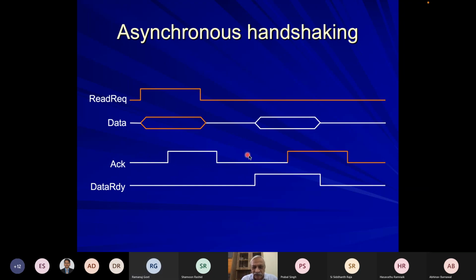After certain delay, which could be arbitrary, the slave sends data and indicates that by a signal called data ready in this case. Okay, so response to data ready is in the form of another acknowledge pulse coming from the master. So the sequence of events is very important. The time interval between various events could be arbitrary.